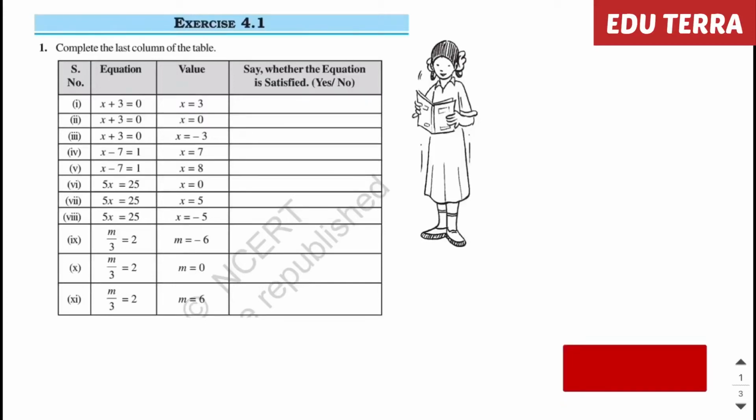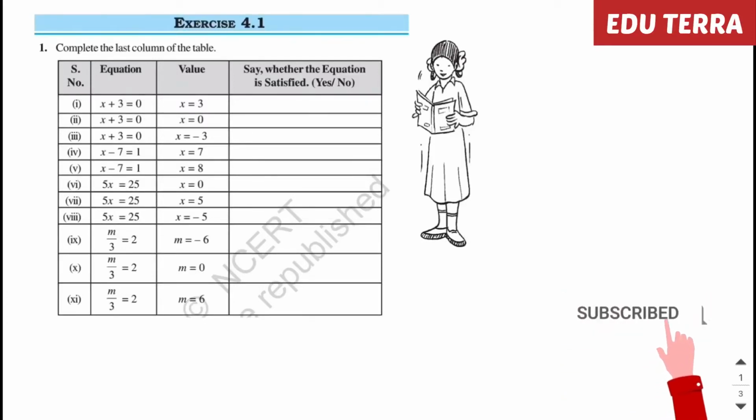Exercise 4.1, question number 1. Complete the last column of the table. Serial number, equation, value. Say whether the equation is satisfied: yes or no. It means here you have to check whether the value of x satisfies the LHS and RHS. See how we will find the answer.